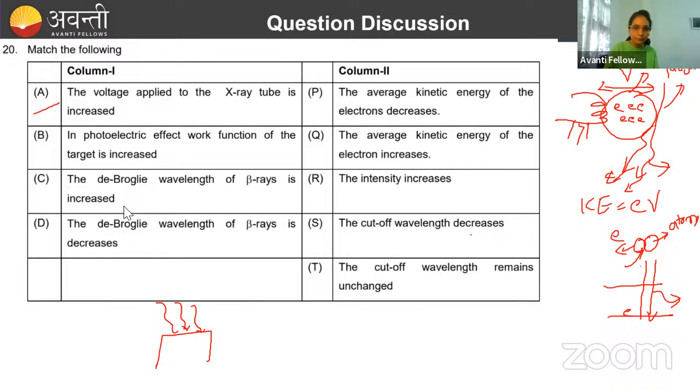So what will happen here? Electron यहाँ पे जो photon है और atom है, atom और photon के बीच में क्या होगा? I have discussed it quite.